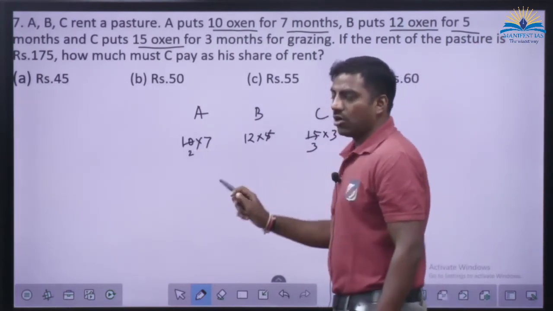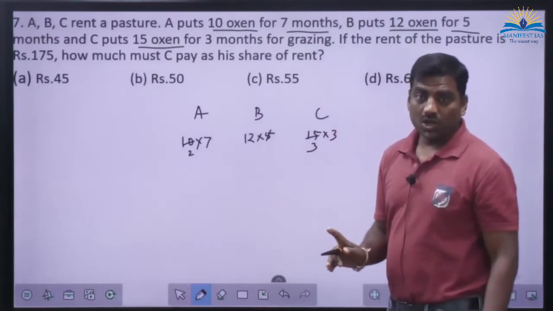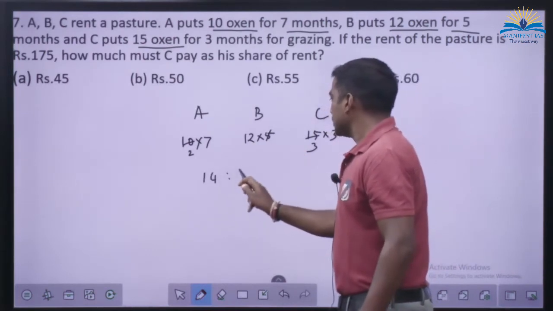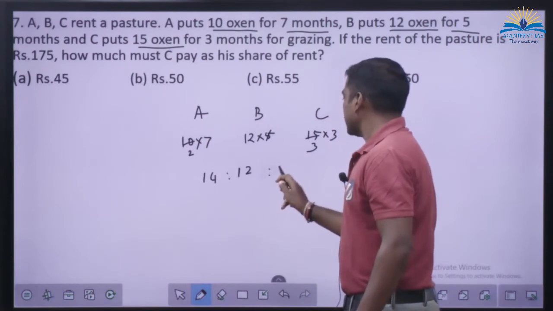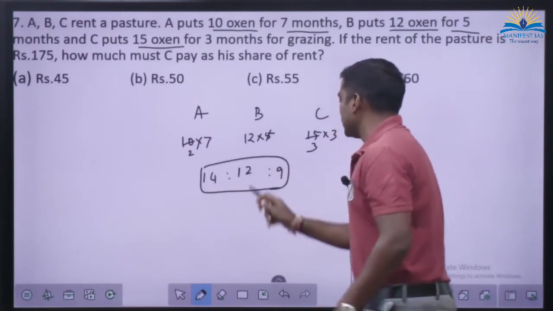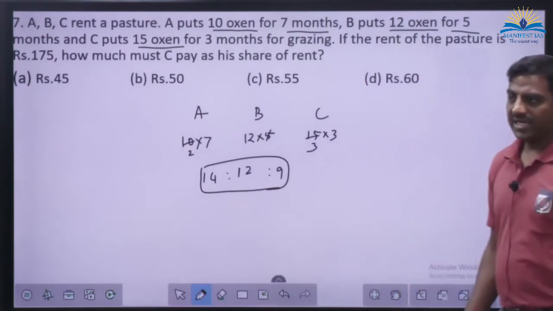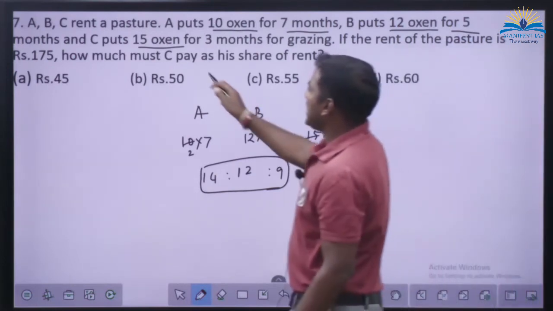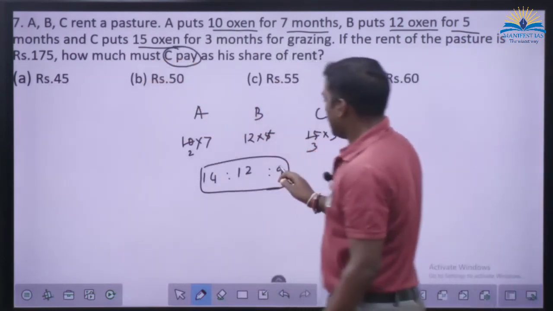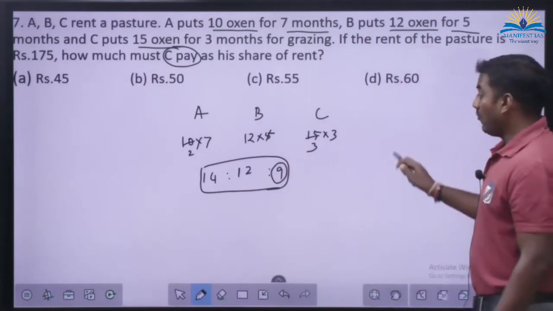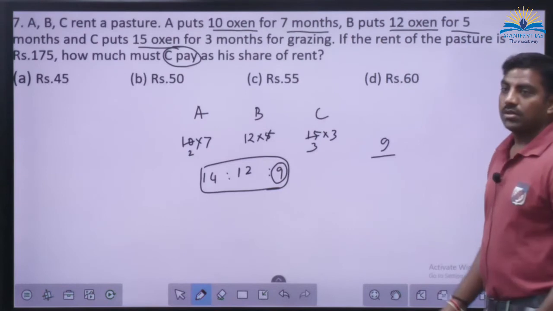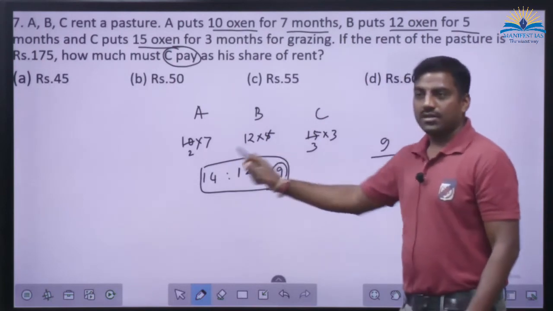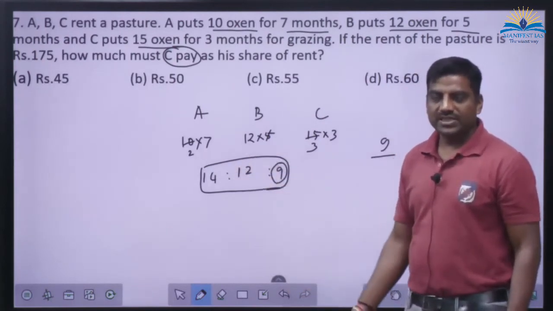When you are taking the 5 as common factor out, you have to cut it across all the terms. Now, look, 14 is to 12 is to 9. Is that fine? 14 is to 12 is to 9. Now they are asking what? How much should C pay? So we want C share. What is C share? Out of? If B share is 9 here, what is the total share? 14 plus 12 is 26. 26 plus 9.